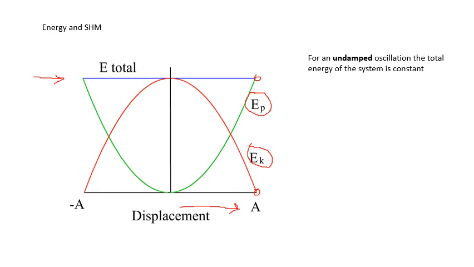When it's in the middle, our mass on a spring or our pendulum, then the potential energy is a minimum or 0. And the kinetic energy is a maximum because that's when it's moving fastest. So the energy sloshes between potential energy and kinetic energy. Learn this diagram, important diagram.